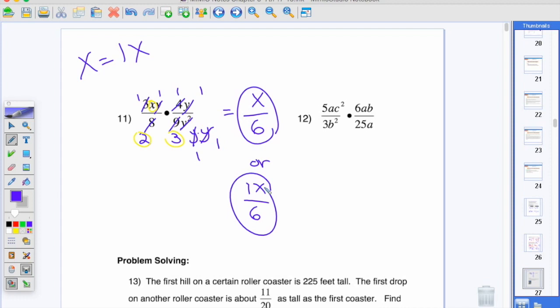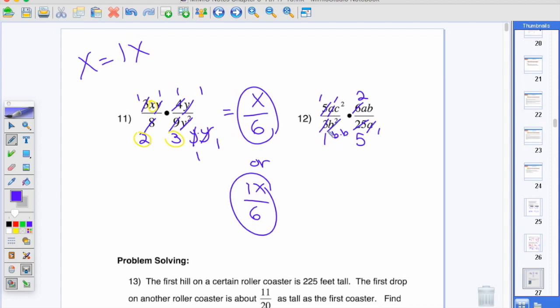Number 12 is 5ac squared over 3b squared times 6ab over 25a. Start by cross-canceling your numbers. So 5 and 25, I can take out a 5, so I'm left with 1 and 5. And 3 and 6, I'm left with 1 and 2. Now start with your variables. I see in the numerator of my first fraction an a, and then in my second fraction's denominator an a, so I can cross-cancel. There are no c's, so I can't cross-cancel there.